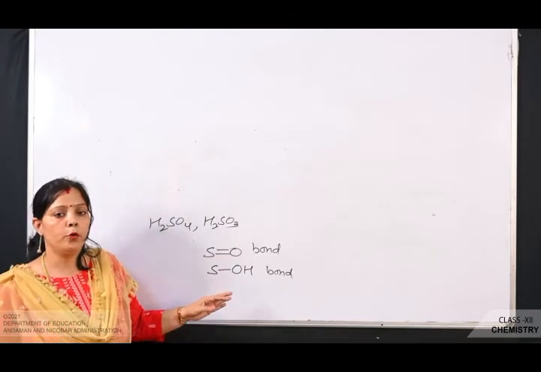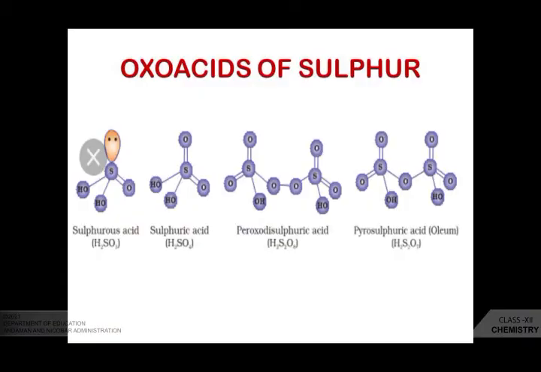Some popular oxo acids of sulfur, children, you can see on the screen, this is the structure of the oxo acids of sulfur. In your syllabus there are 4 important oxo acids. First is sulfurous acid, children. Sulfurous acid contains 1 lone pair of electrons on the sulfur, 1 S=O bond and 2 OH. It means it is a dibasic acid.